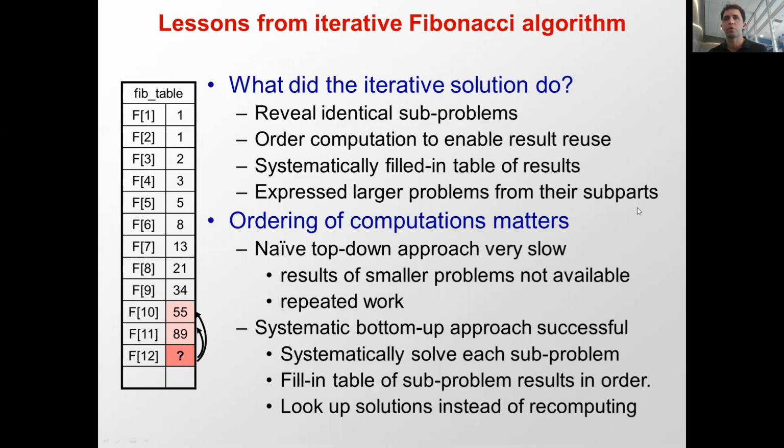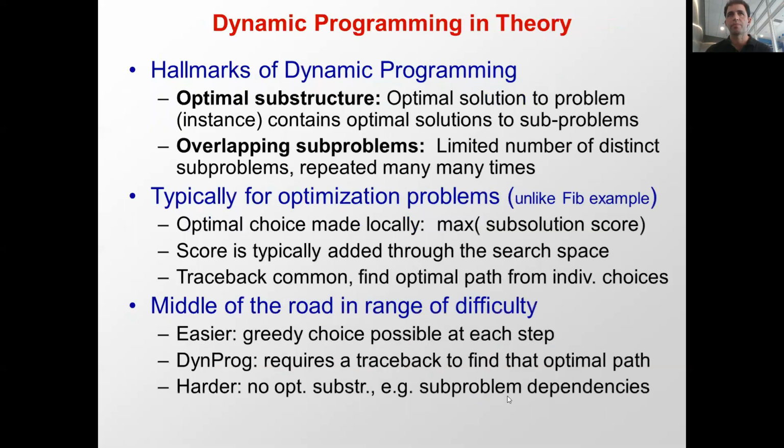And the ordering of the computation matters. The naive top-down approach is in fact very slow because the results of the smaller problems are not available, and that leads to a lot of repeated work. Whereas for the systematic bottom-up approach, we were able to be successful because we systematically solved every subproblem, we filled in the table of the subproblem results in order, and then we simply looked up the solutions instead of recomputing.